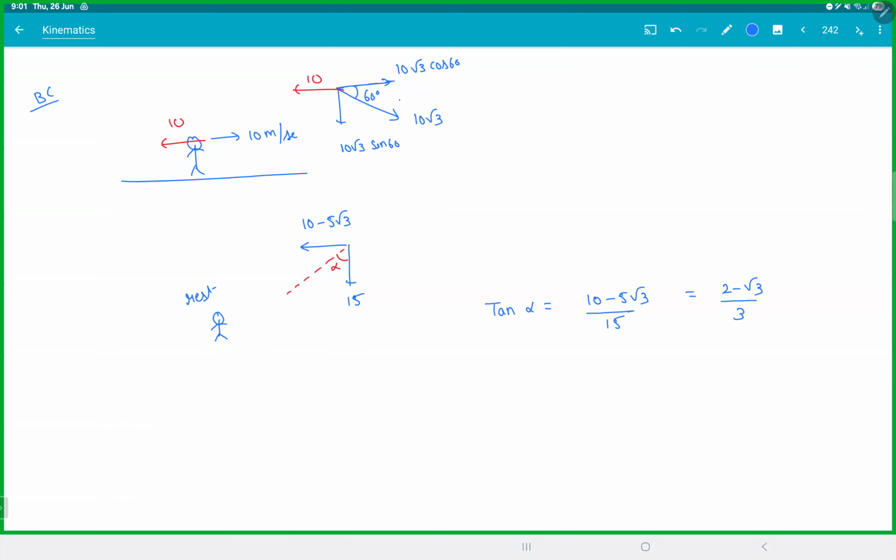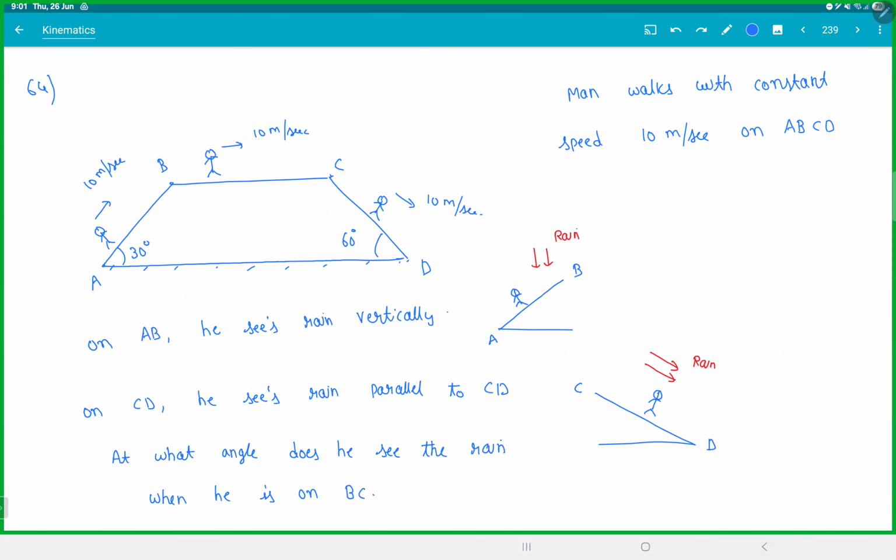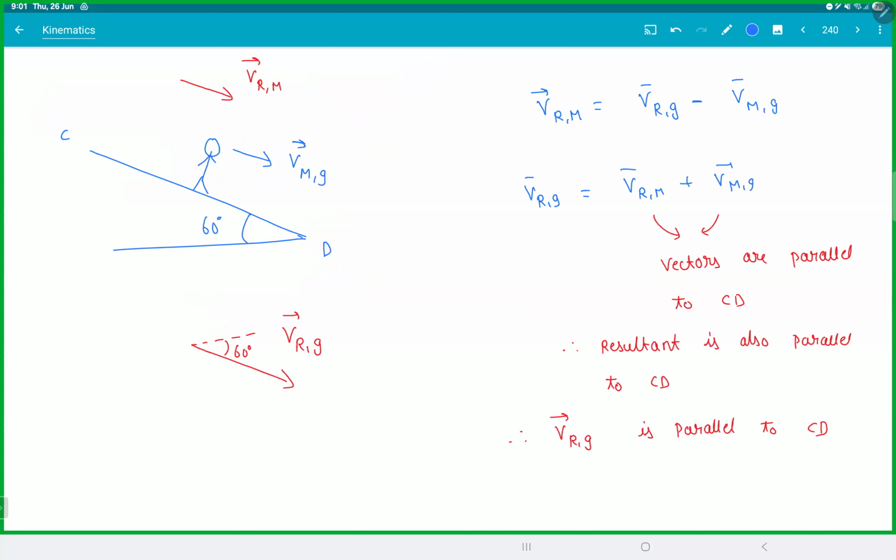That's your angle. How are you guys getting 30s and 60s? Again, listen to the whole thing we did. The whole problem started from CD. It was mentioned that when the man is walking along CD, rain is also along CD. He thinks rain is along CD. That is only possible in one way. The rain was actually falling along CD, isn't it? Because the velocity of the rain as seen by the man is nothing but rain in the ground frame minus man in the ground frame. If you subtract two parallel vectors, the third vector is also parallel. That means all the three vectors are parallel. So the rain was actually falling parallel to CD.